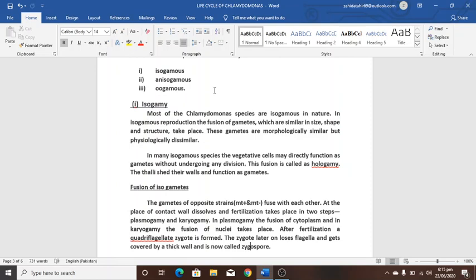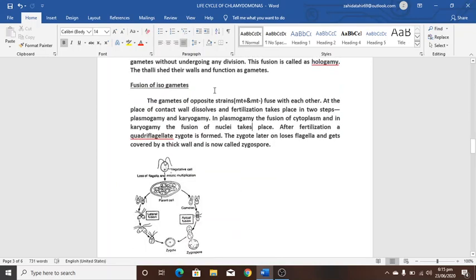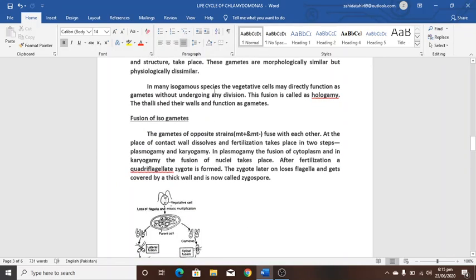In many isogamous species, the vegetative cell may directly function as gamete without undergoing any division. This fusion is called hologamy. If the vegetative cell directly functions as gamete and these gametes fuse with each other to produce the new plant cell, then this fusion is called hologamy.